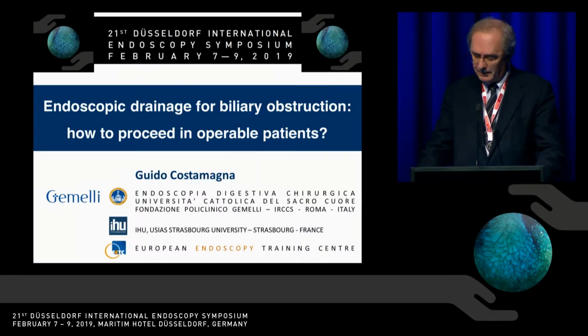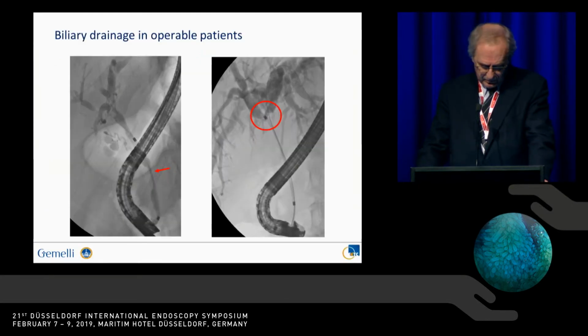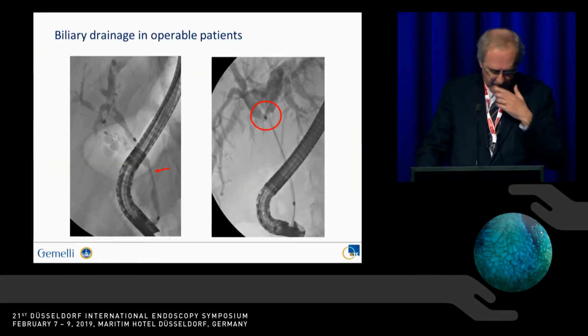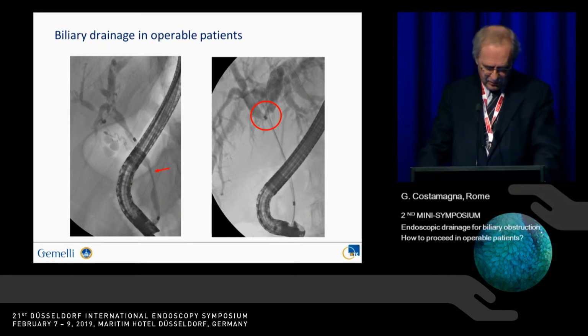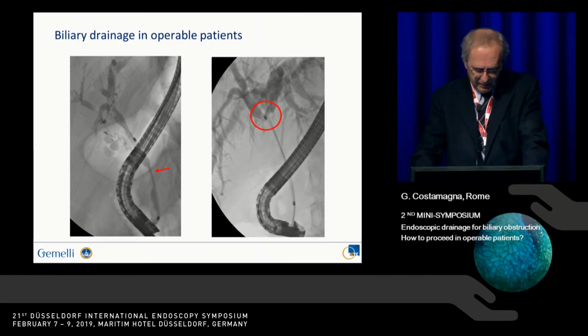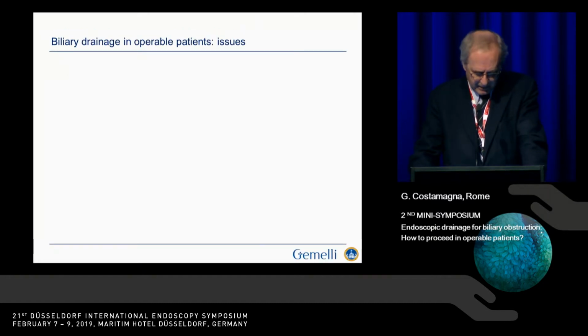I will try to be practical and on the basis of the evidence that we have today. These are my disclosures. We are confronted with two main patterns of biliary strictures: the lower part of the common bile duct and the hilar strictures. And these are two completely different problems.